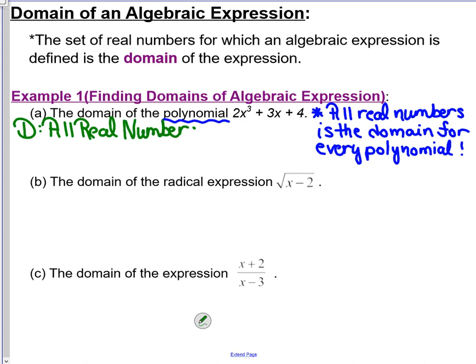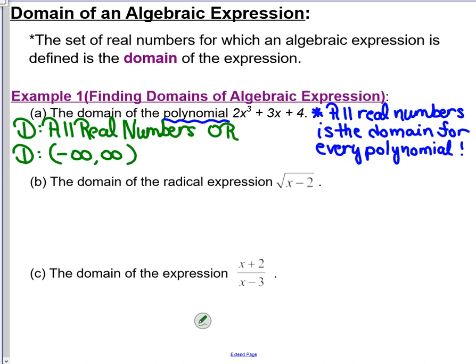Now that's great in words, but I want you to become very familiar with interval notation. Interval notation is using parentheses and square brackets along with real numbers or infinity and negative infinity symbols to represent something like all real numbers. The interval notation that represents all real numbers is a parenthesis before negative infinity, comma, infinity, followed by a parenthesis after the infinity.